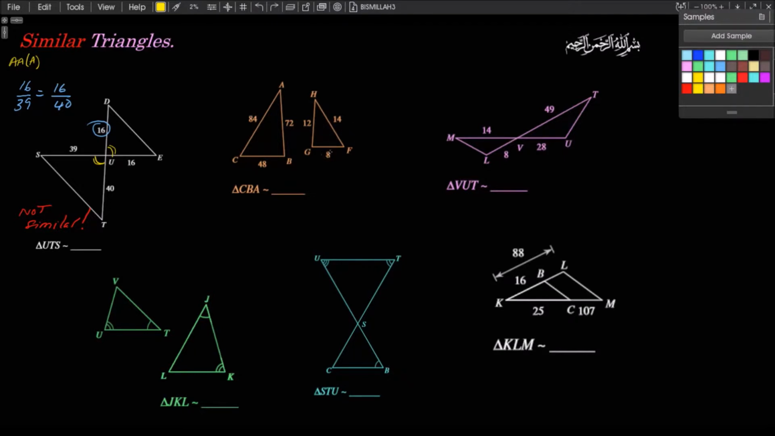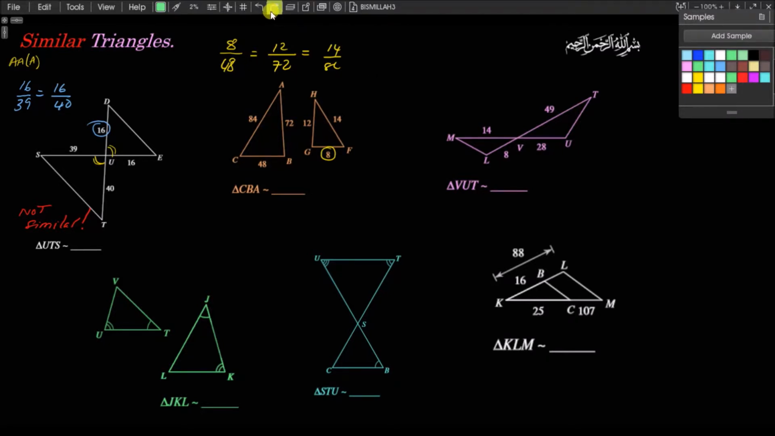So I'm going to start with the little triangle here with the smallest side. So I'm going to have 8, and that's going to correspond to the smallest side of the bigger triangle. So 8 over 48 must be equal to, the second biggest side is 12 on this triangle, and the second biggest side on this triangle is 72. And that must equal 14 over 84 if these triangles are similar.